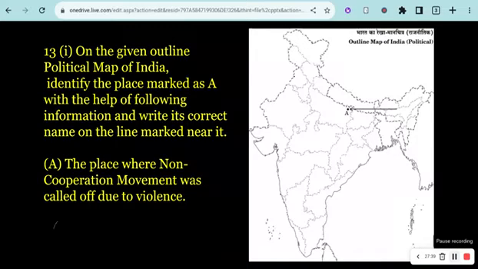That was nothing but Chauri Chaura, correct? Chauri Chaura incident, you remember? Chauri Chaura in Uttar Pradesh. So yes, this is Chauri Chaura itself. You can write it on the map. In exam, you have to write it. Okay. Now let's move ahead.